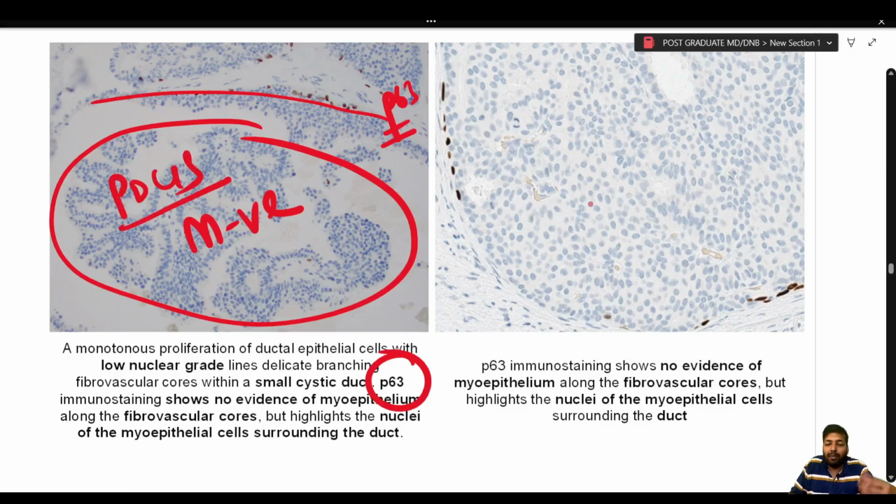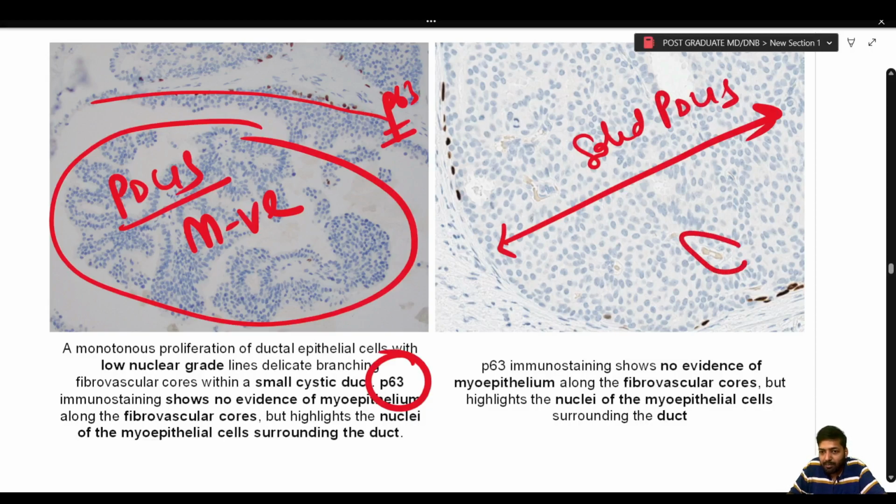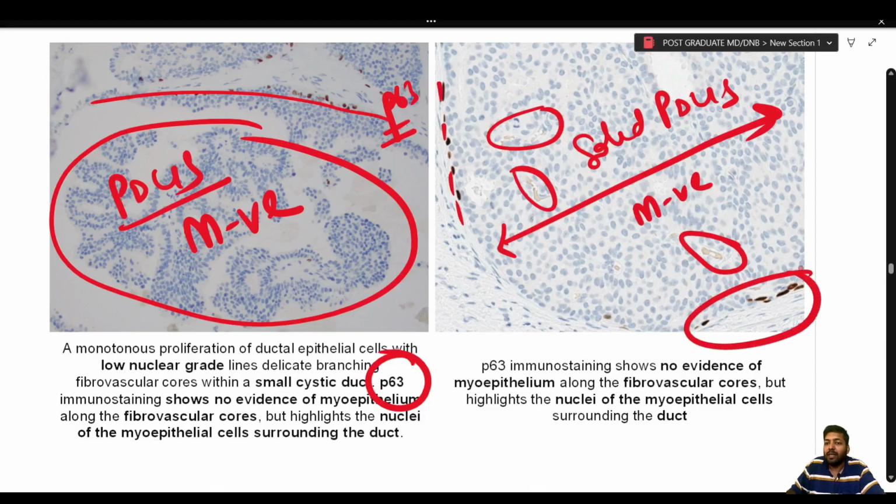As I told you, the papillary DCIS can have a solid component also. So for example, this is the solid variety of papillary DCIS. Why are we saying papillary? Because some blood vessels can be appreciated and the fibrovascular core is retained over here. So over here also, in the lesion, the myoepithelial cells are absent. The P63 staining is negative, whereas in the periphery, as you can appreciate, the P63 staining is positive.